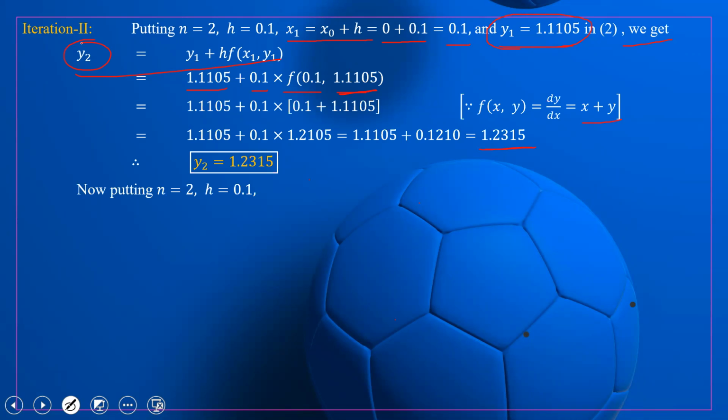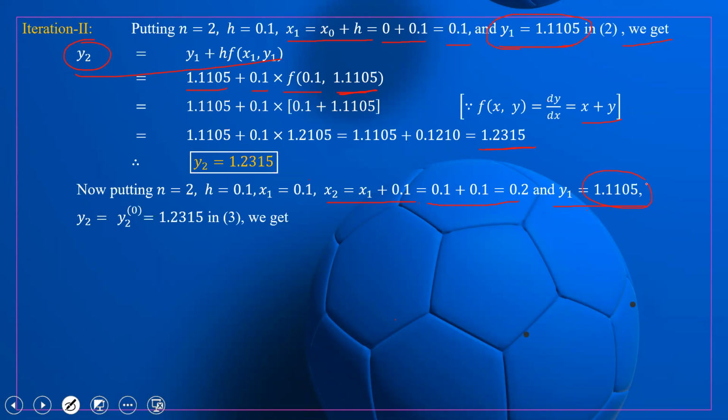So now putting n equal to 2, h is equal to 0.1, x1 equal to 0.1, x2 is equal to x1 plus 0.1, means 0.2, and y1 is equal to 1.1105. So we get y2, and y2 is what? What we have calculated over here, 1.2315. So y21 is equal to the first, second approximate value, or first we can say that y1 plus h by 2 f of x1 y1 plus f of x2 y20, this value.